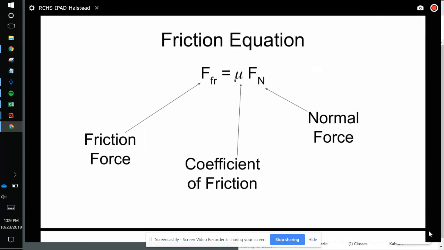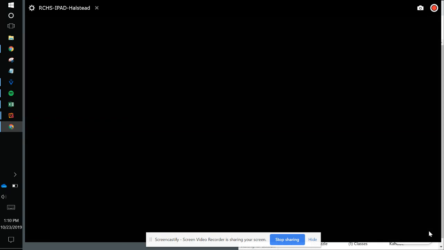Now the friction equation is the force of friction is equal to mu. That's how you say that weird little kind of m/u thing. It's a Greek letter. So mu times the normal force, where mu is the coefficient of friction, and the normal force is, if it's on level ground, it's equal to the force of gravity. But then, of course, if we have forces at angles and things, it's not always equal to the force of gravity. So we'll have to find that from the free body diagram. So this is your friction equation. Make sure you have this written down in your notebook because we're going to be using it a lot in this part of Newton's laws.